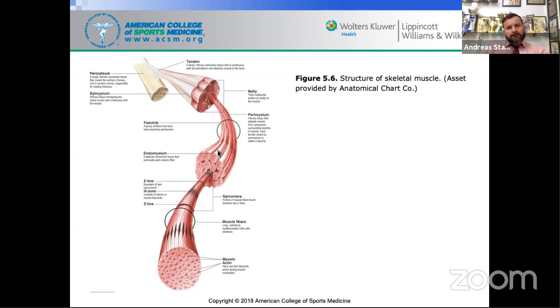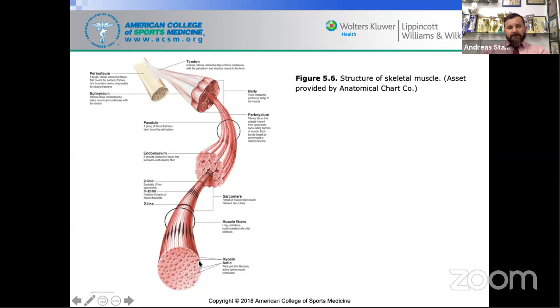And then, if we put a lot of bundles together, we have a whole muscle, and you can see the outside is called epimysium. And then the muscle, of course, attaches to the bone through a tendon. We have already covered that. So epimysium, perimysium, endomysium. Muscle fiber, Z to Z line, a sarcomere.